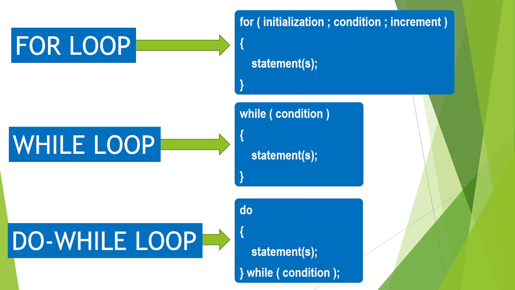Now, in a nutshell, for the for loop, the syntax would be this one: for initialization, condition, increment, and the statements are inside the curly braces. Then for the while loop, we have while condition, and then the statements inside the curly braces. And the do while loop: do the statements here inside the braces while we have this condition.